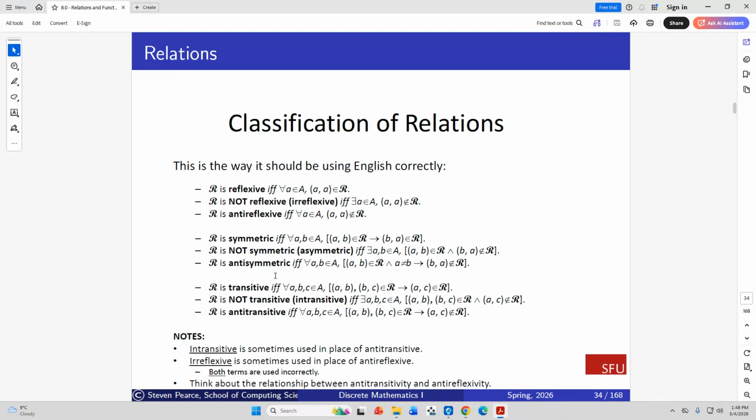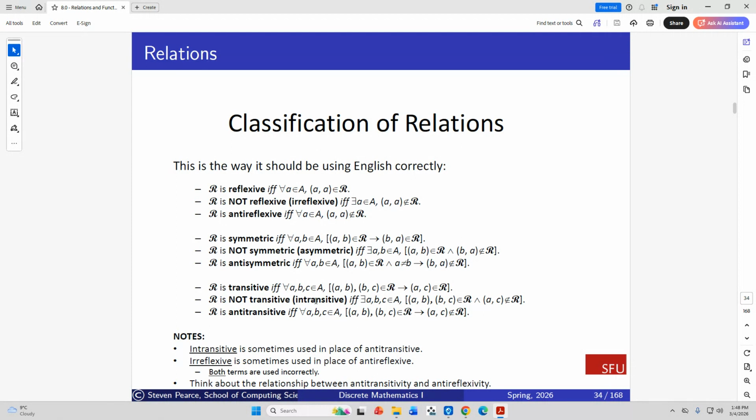Antisymmetric means there are no complementary pairs at all. So it's for all A, B, that means everything, not there exists. (A, B) in R and A not equal to B means (B, A) is not in R. So we don't have that complementary arc at all, ever. Okay, antisymmetric. Transitive is pretty obvious. (A, B) and (B, C) in R implies (A, C) is in R.